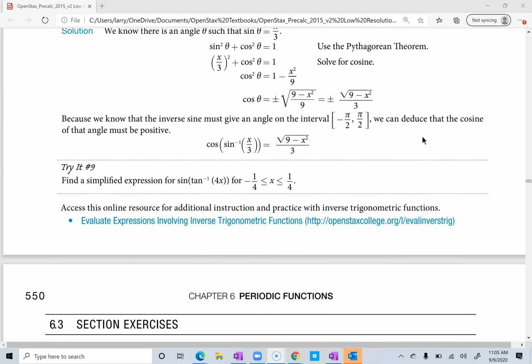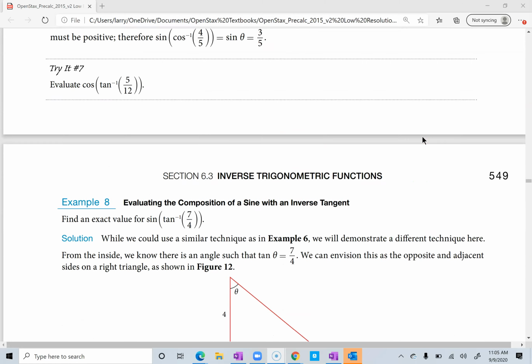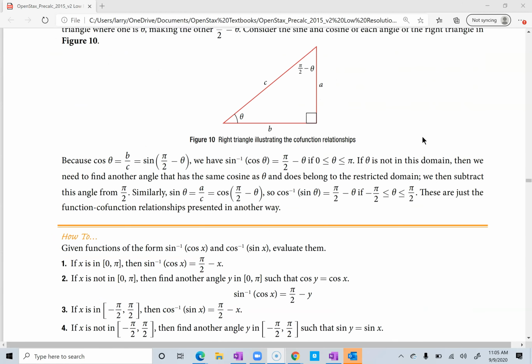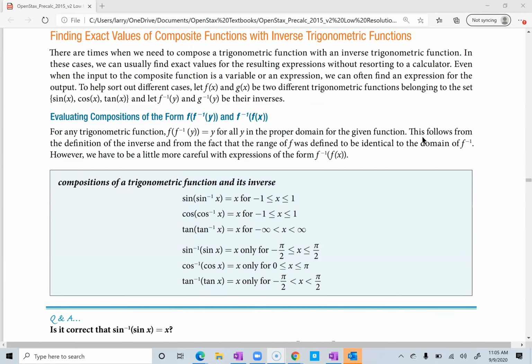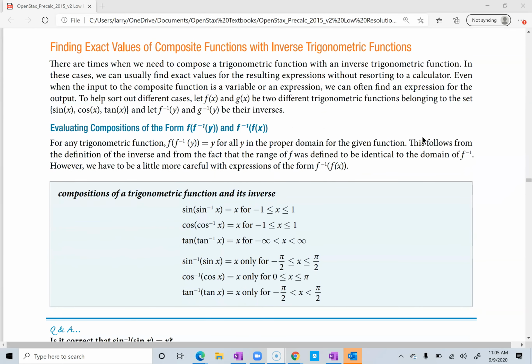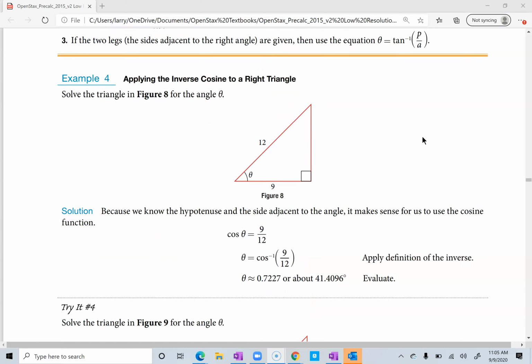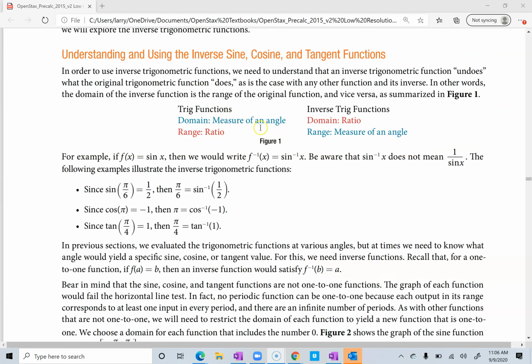All right, 6.3 is dealing with the inverse functions. And so I'm looking at the beginning of this section. This is keying on what I was telling you guys before, that the trig functions, they are functions. The domain, the input is an angle. The output is a ratio, a raw number, okay? So when we do the inverse trig functions, the input is the ratio, the fraction. The output is an angle.